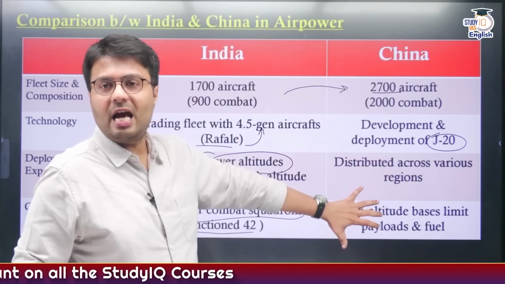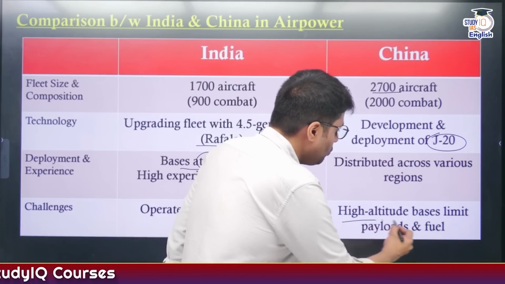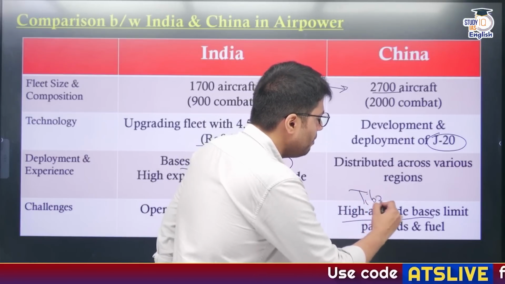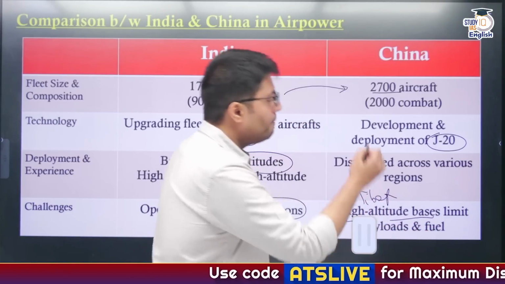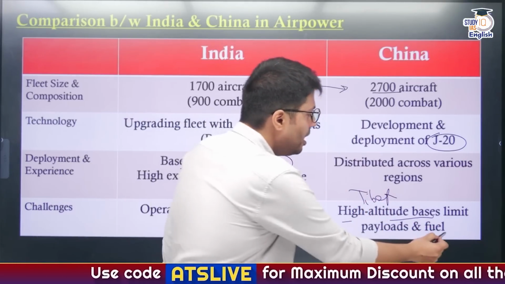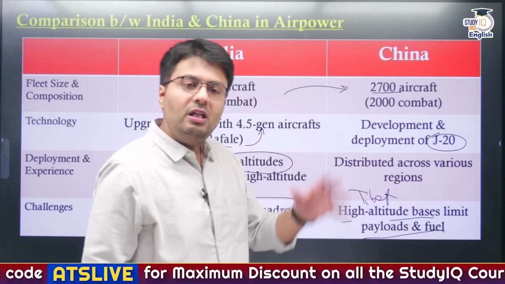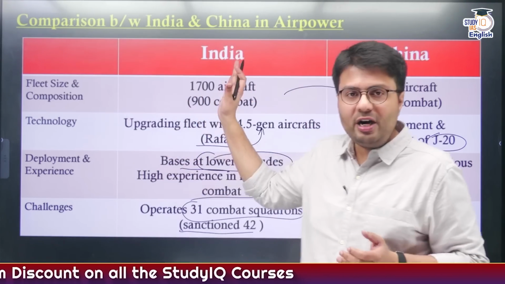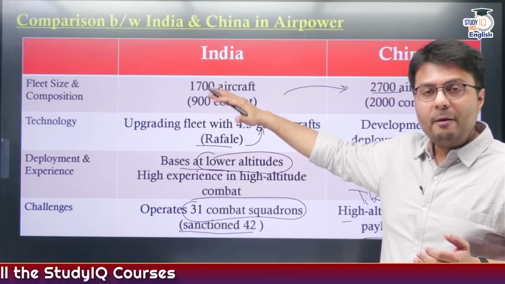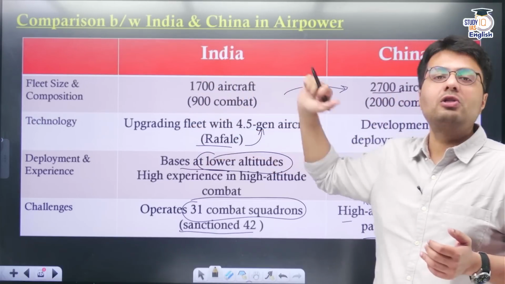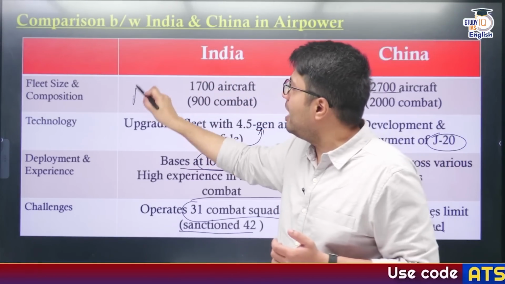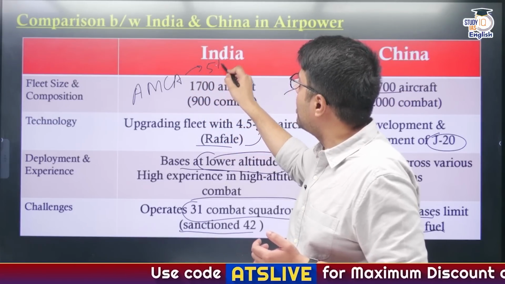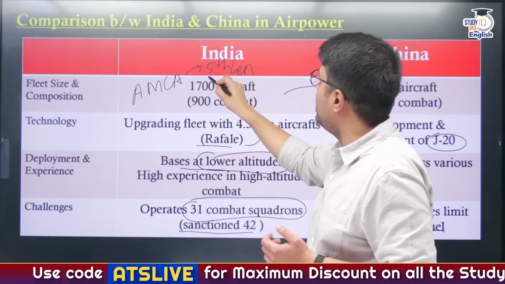Whereas the Chinese challenge is that they are using high altitude bases, particularly in the region of Tibet, which limits their capabilities to carry payloads, that is missiles, as well as fuel. So these are the challenges that plague both of these air forces. The major challenge for India is the number of aircraft and the technological level of these aircraft, and that is why the development of AMCA, the 5th generation fighter aircraft, is very crucial for India.